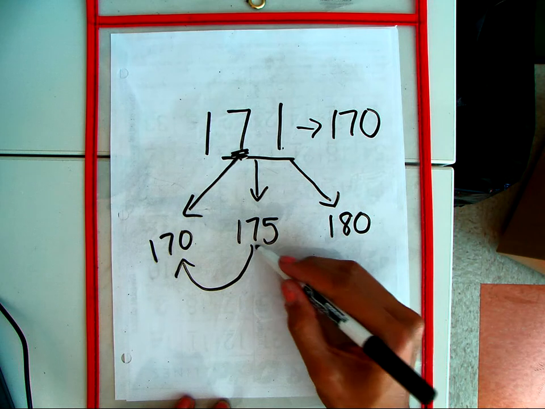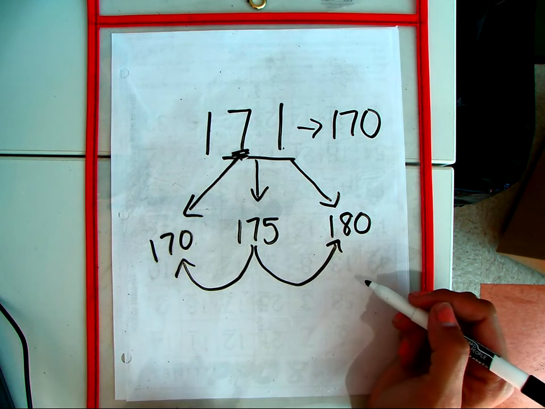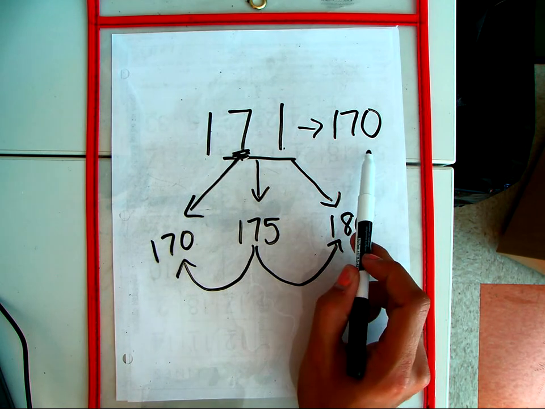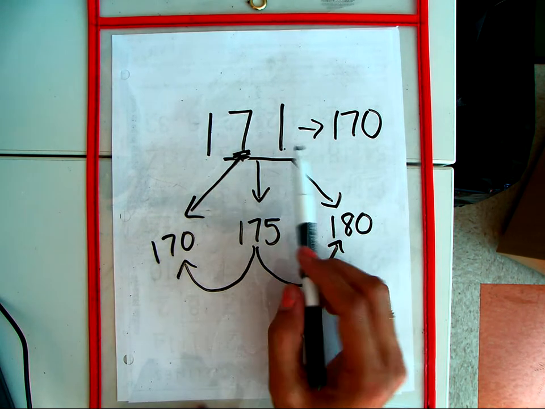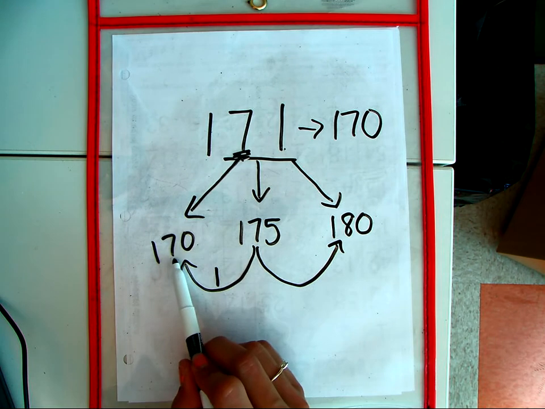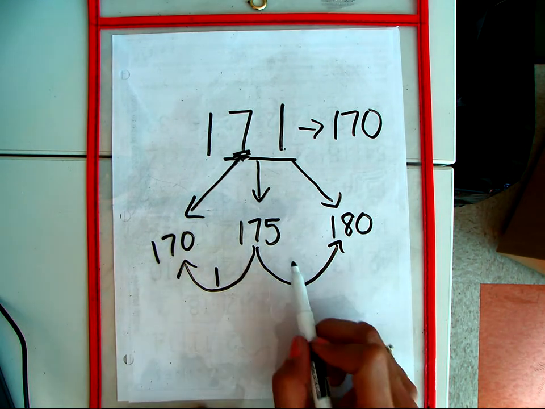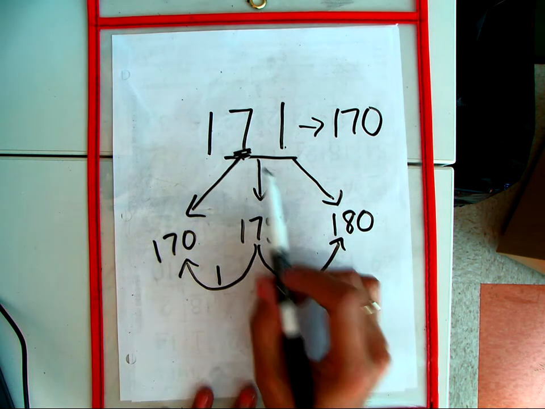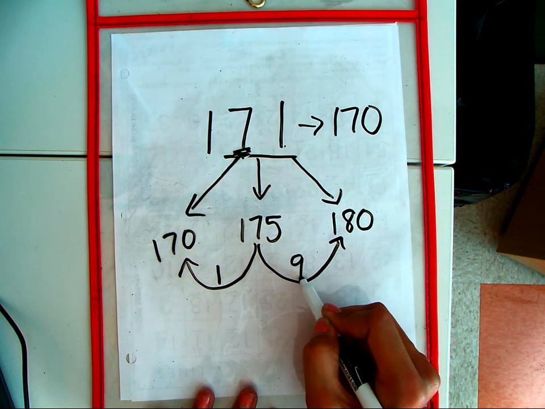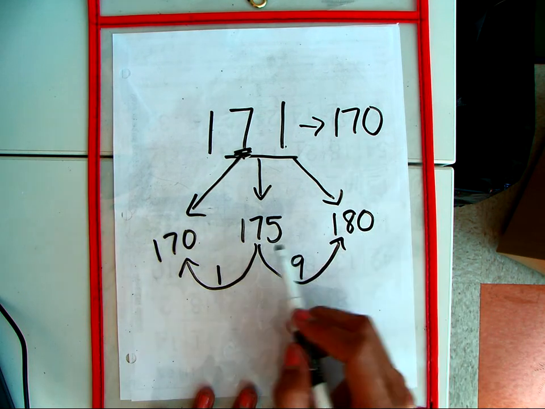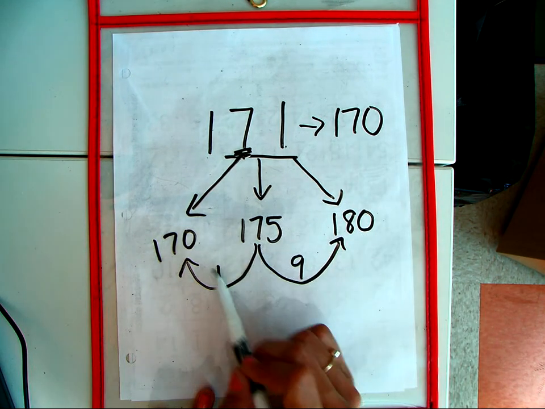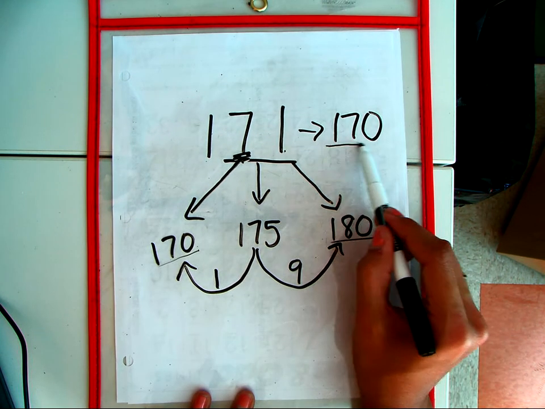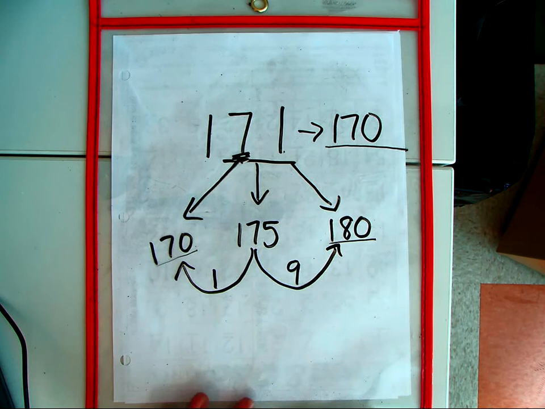If I want to show the jumps as well, I can use that in my explanation of why 171 rounds to 170. 171 is 1 away from 170. This is still a range of 10. So 171 is 9 away from 180. 171 is only 1 jump from 170, but it's 9 from 180. So we round down to 170.